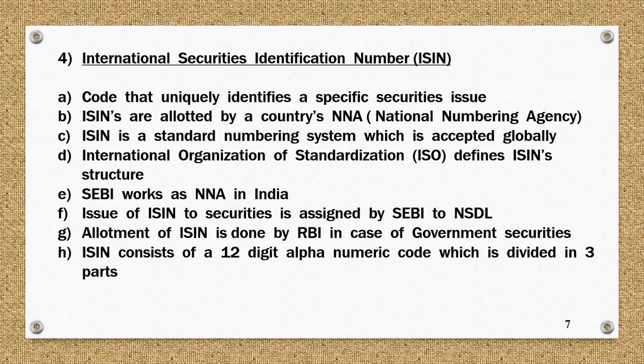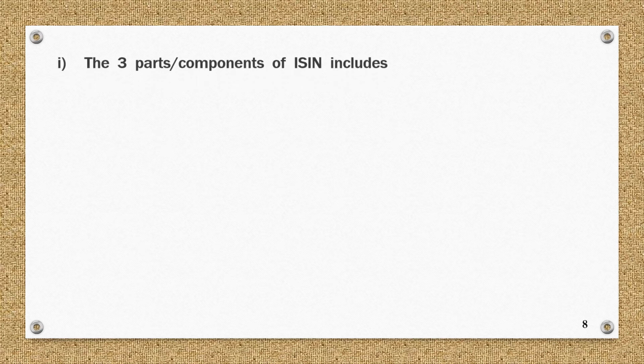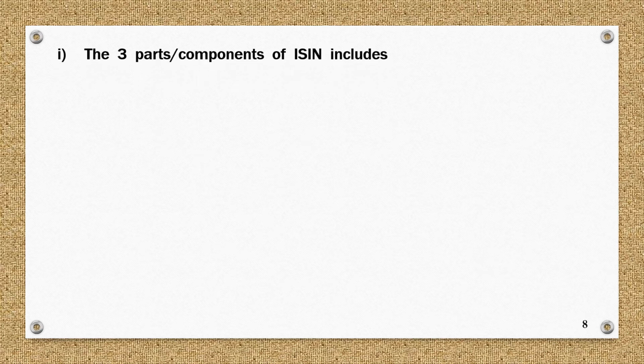Now, we need to understand how the ISIN number is designed. It is basically a 12-digit alphanumeric code which can be divided into three parts. The term alphanumeric means this number consists of alphabets as well as numbers. In the previous point, we learned that the ISIN is divided into three parts or components. So let us now understand which are these three parts or components.